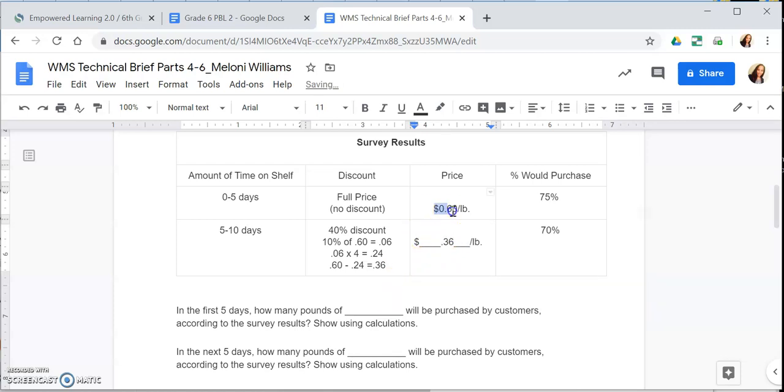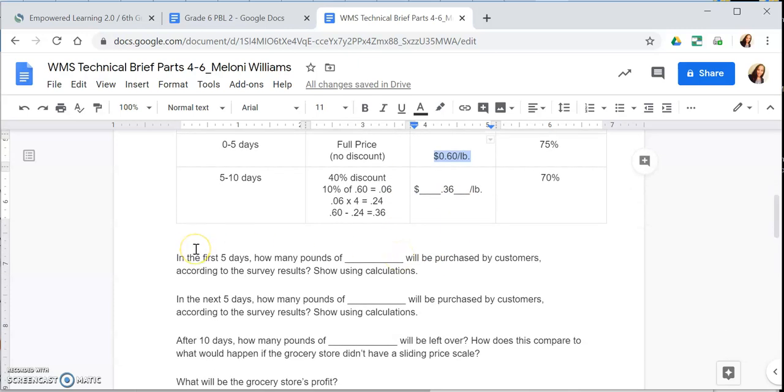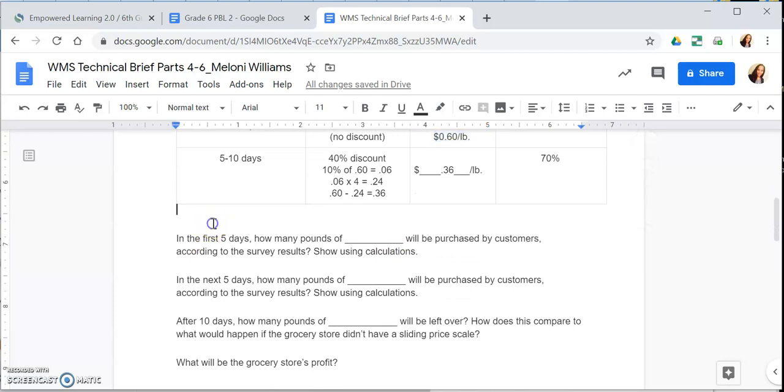So that means that at full price, I sell them for 60 cents, but at a discounted price, I sell them for 36 cents. So this is how much people who buy the bruised bananas will pay, okay? Now, let's come down and answer the questions.